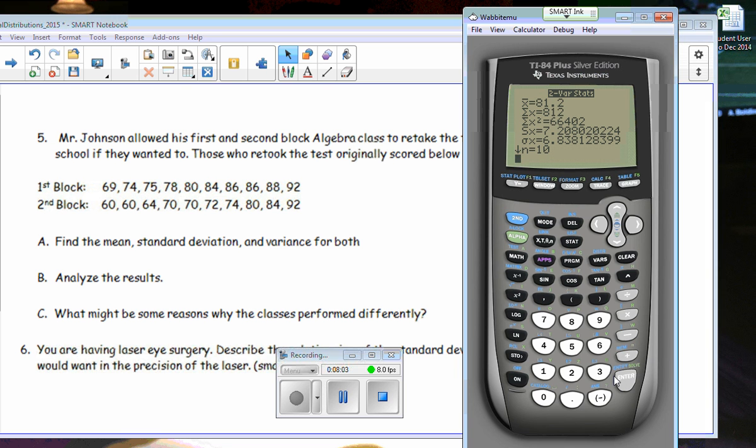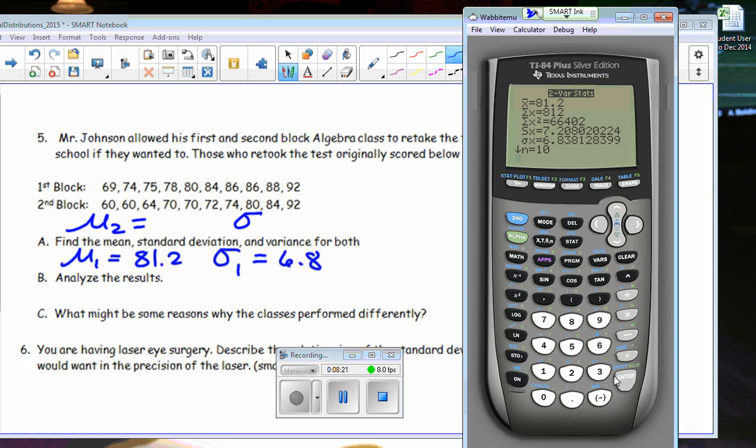And so when we calculate it, we're going to find the mean for block 1 to be 81.2. And we're going to find the standard deviation for block 1 to be 6.8. We're going to find the mean for block 2 and the standard deviation for block 2 just by scrolling down, just by using the down arrow key. Oops, I went too far. The mean was 72.6 and the standard deviation was 9.8.